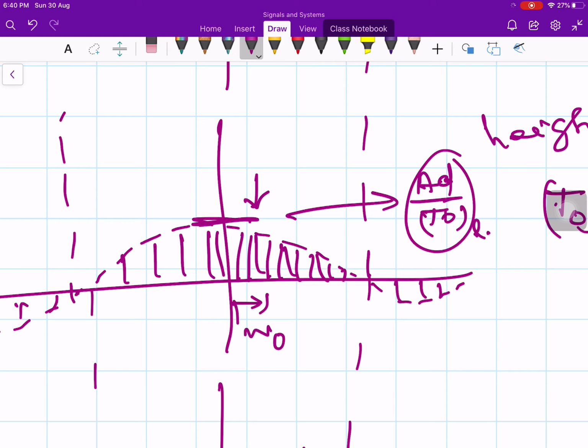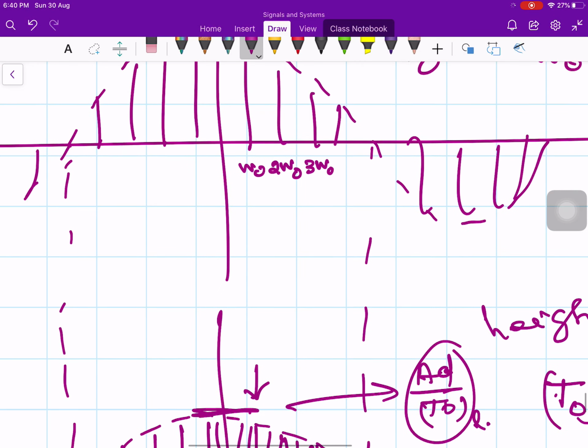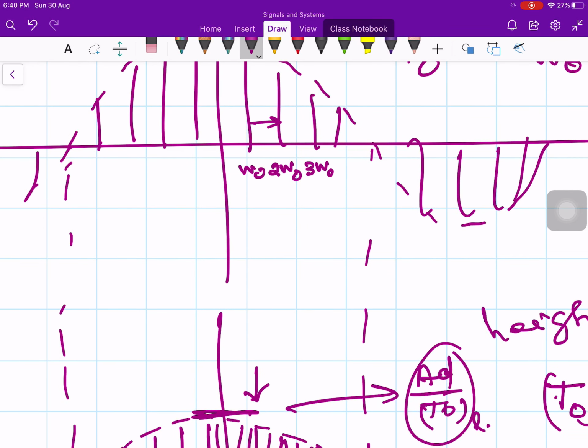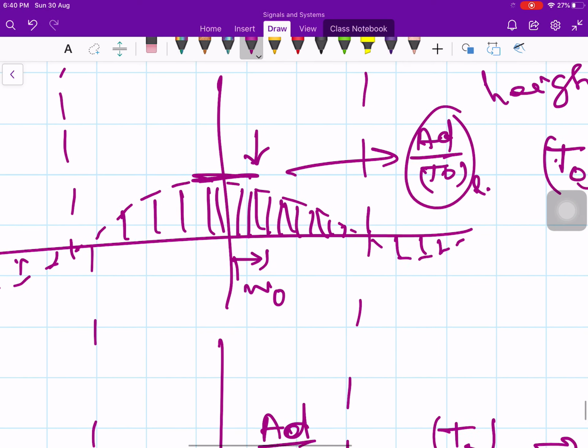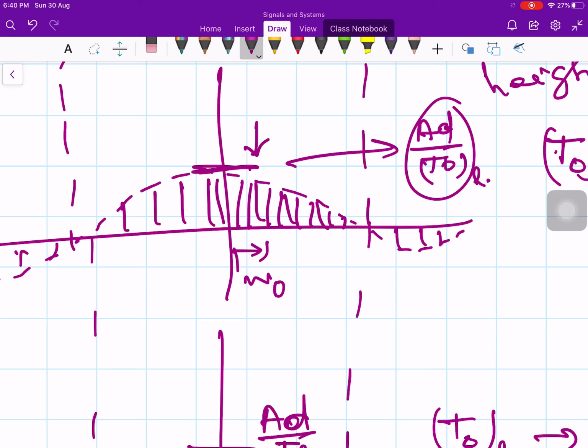Okay, so here the separation between the two lines is omega naught. But here, in the second case, the fundamental frequency is not omega naught, it is delta omega naught, which is smaller. This delta omega naught is smaller than omega naught because T naught of L goes to a large value.